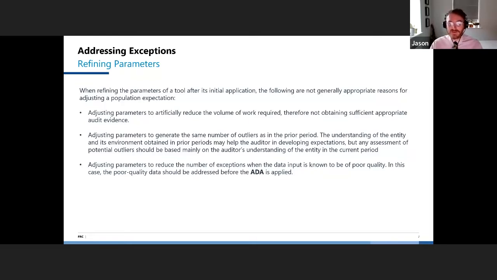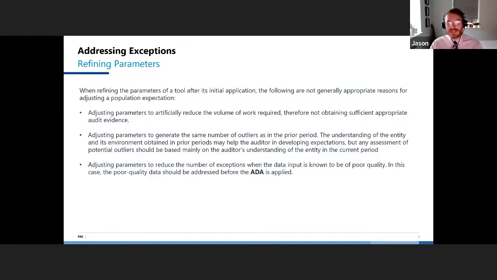The understanding of the entity from the previous period will help in developing expectations, but any assessment of potential outliers should be based on the current period. So it helps with saying, if you only had 50 exceptions last year and all of a sudden you've got 5,000, it's not about saying, well, I need to get that 5,000 down to 50 because that's what we had last year. But you're still using last year's knowledge to think, well, 5,000 is a vast increase in the number of exceptions. Maybe there is something to think about here.